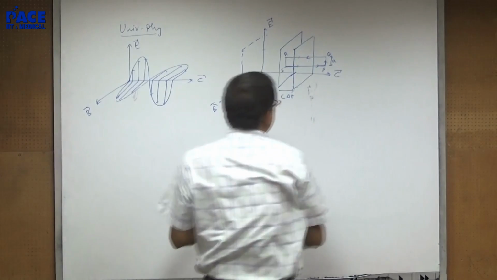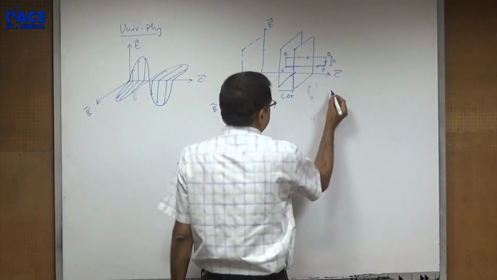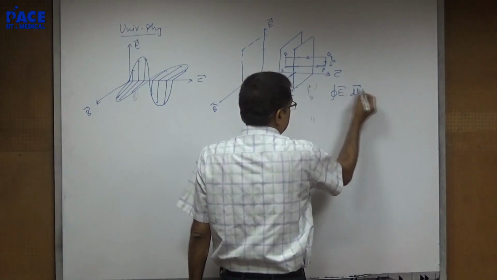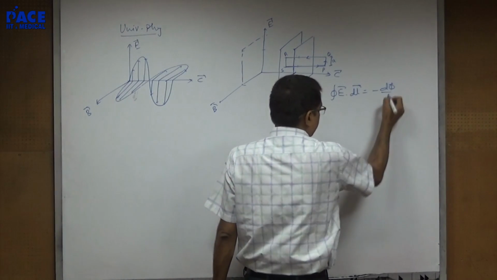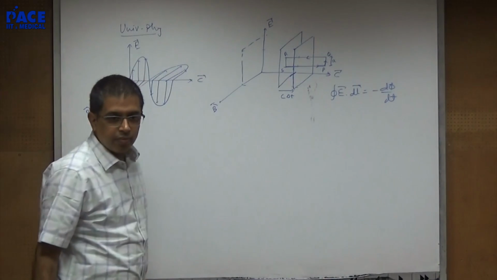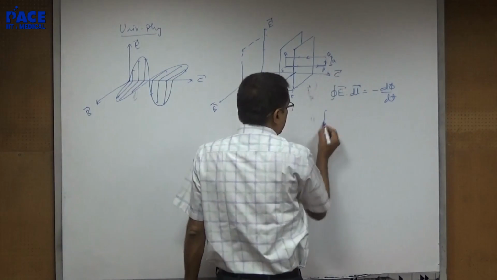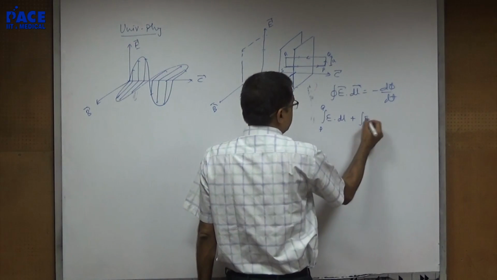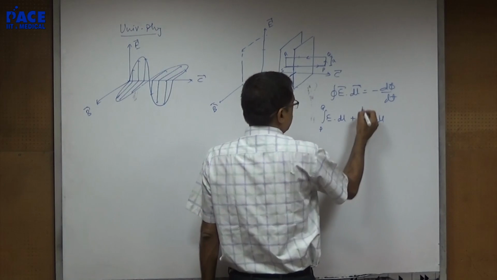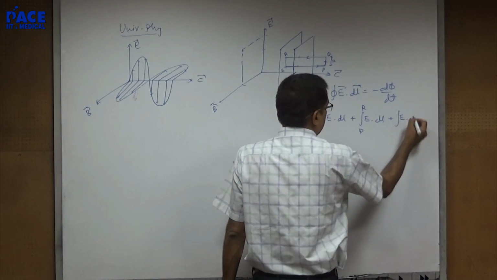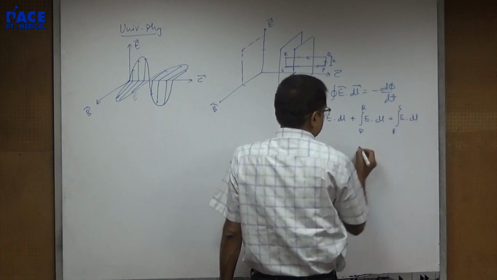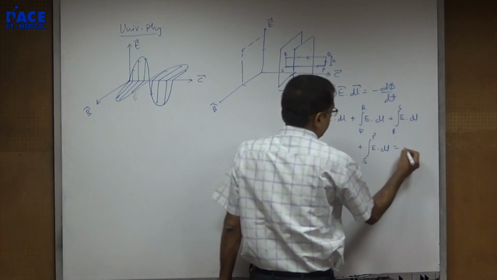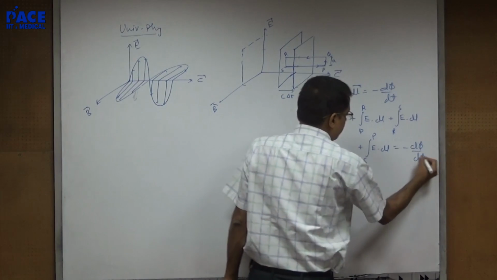What is the advantage of doing that? See what happens here. Closed integral E dot dl will be minus d phi by dt, Faraday's law. E dot dl along PQ, E dot dl P to Q plus E dot dl Q to R plus E dot dl R to S plus E dot dl S to P will be minus d phi by dt.